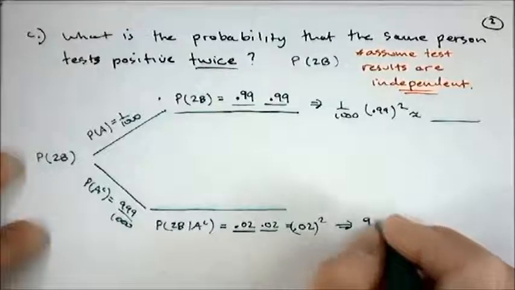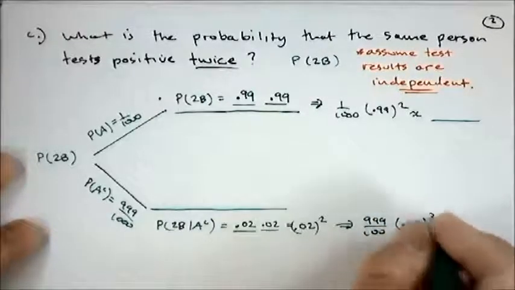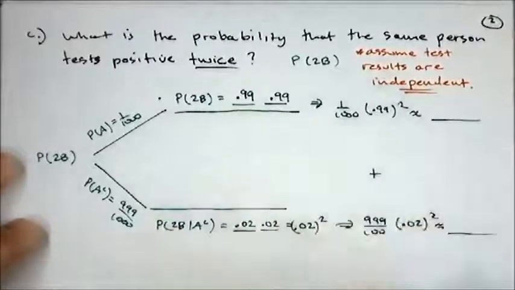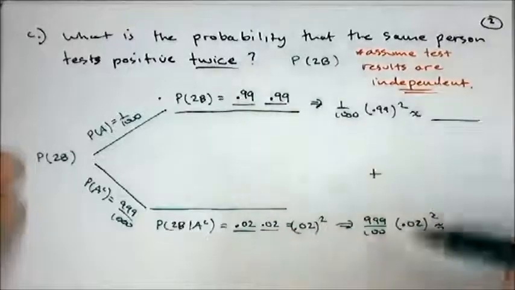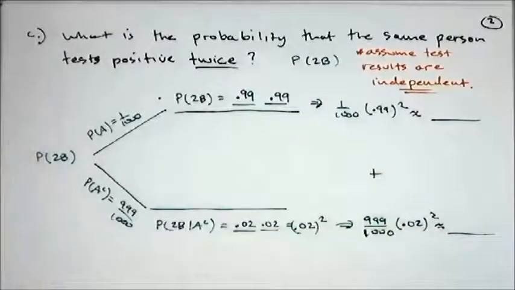So that would give me 999 over 1,000 times 0.02 squared, which is approximately, and we're going to add these two. Yeah, so if you don't have a calculator, you just write this plus this and just leave it at that. But yeah, so it's kind of like, that's a good question.